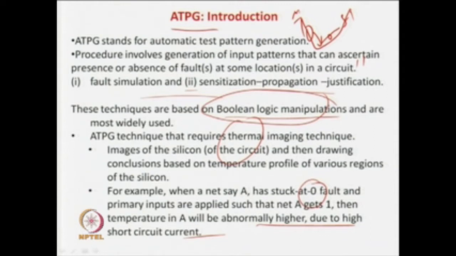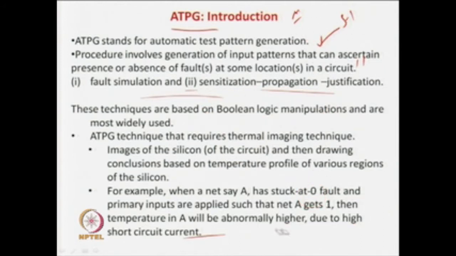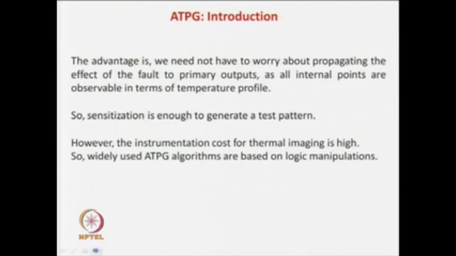And the net being stuck at 1 means it is connected to VDD. So, a lot of current will flow and there will be a hot spot. All the regions with faults will generally have some kind of hot spot. So, if you have too many hot spots, then you can find out that those regions may not be normal. This way also you can detect the faults.